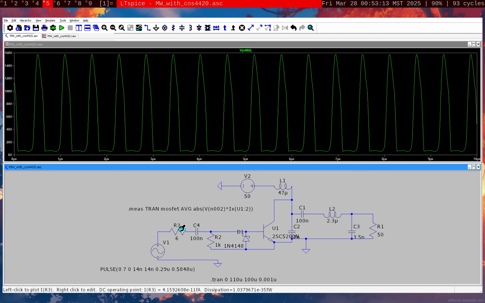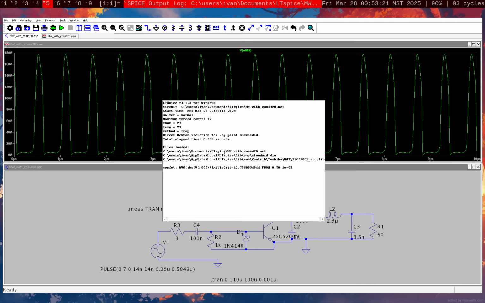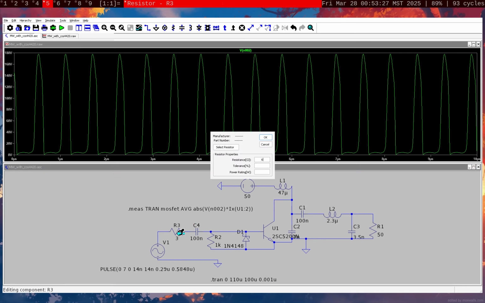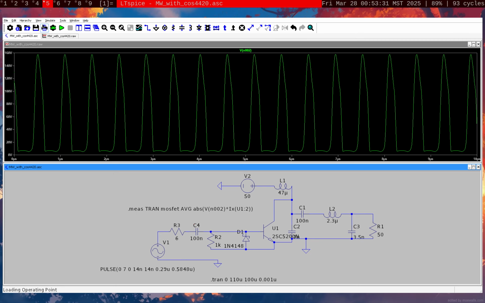But if we increase the drive level, like make this resistor 3 ohms, what's interesting is we're actually now dissipating more power in the transistor. So kind of an interesting situation here. I think this has to do with the stabilization capacitor, because this is kind of a Class E design here, a Class E output network.